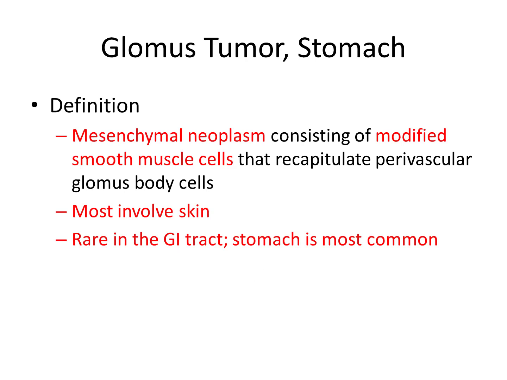These are spindle cell tumors that represent modified smooth muscle cells that recapitulate perivascular glomus body cells. Most examples occur in the skin. These tumors are rare in the GI tract, but when they occur, they are most commonly found in the stomach.